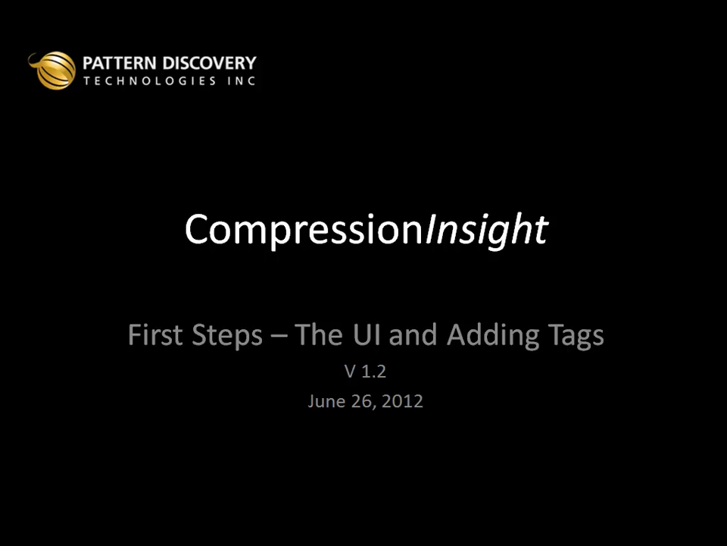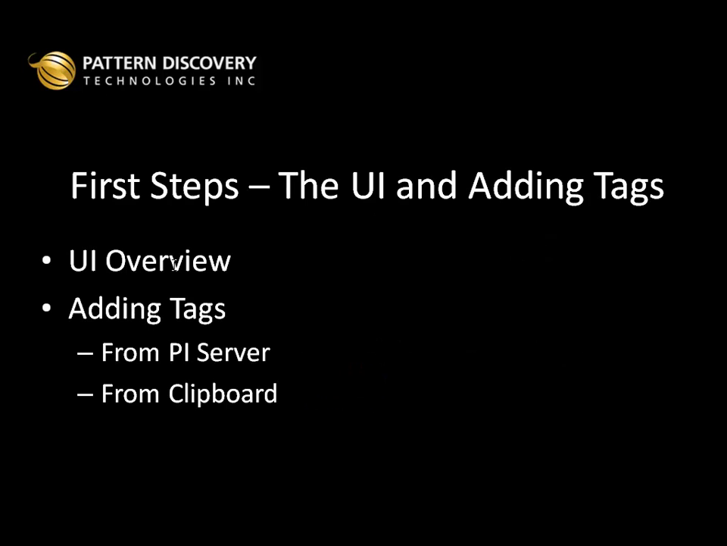At this point we've got the product installed, so we've downloaded it from our website and installed it successfully on our machine. And what we'll do now is take a look at the first steps that you'll typically go through when you run CompressionInsight. First, starting out with a user interface overview. We'll look at the different pieces of the application and the different areas of the UI experience, and then we'll add some tags, and we'll see that there's two ways to add tags.